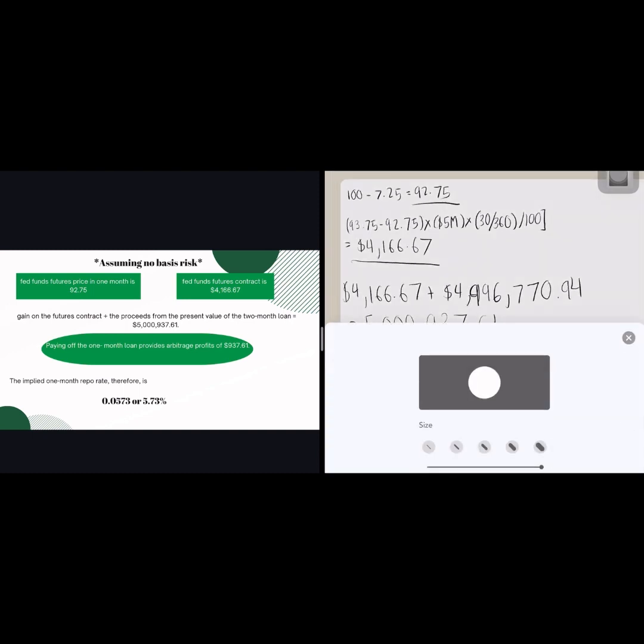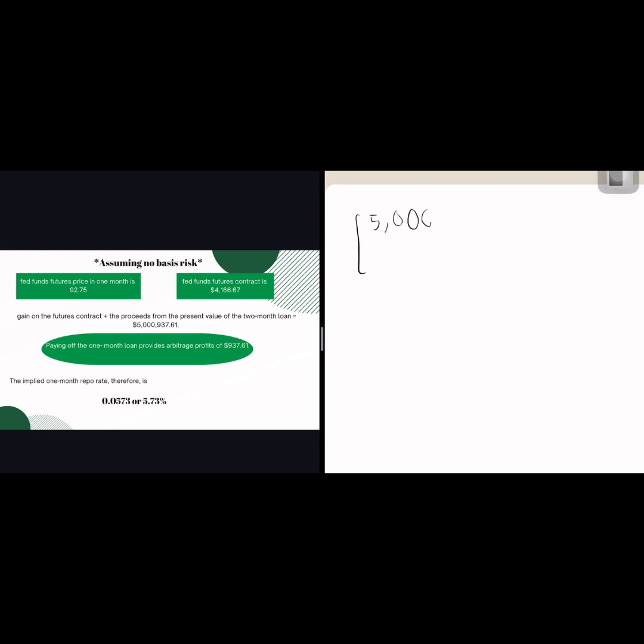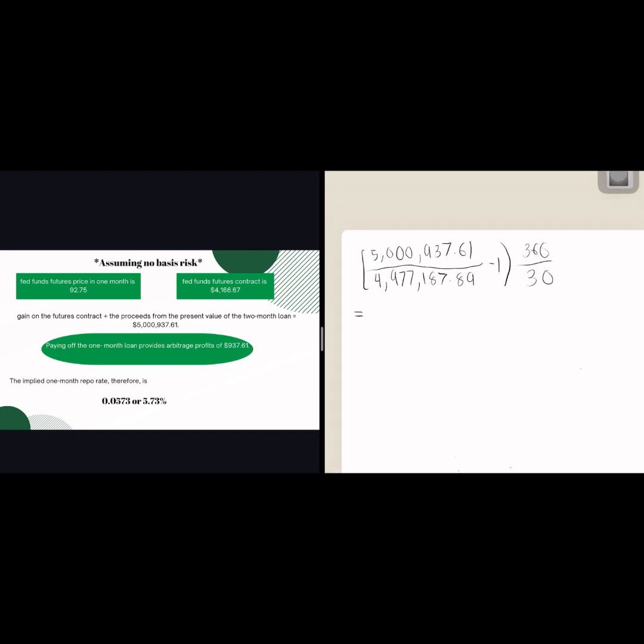So to get the implied 1-month repo rate, which is 0.0573 or 5.73%, here is the solution. We just take 5,000,937.61 divided by the 4,977,187.89 minus 1, times 360 over 30. So if we compute that, we will get 0.0573 or 5.73%. So this is the implied 1-month repo rate. And the 1-month LIBOR rate is 5.50%, indicating the potential arbitrage opportunity.